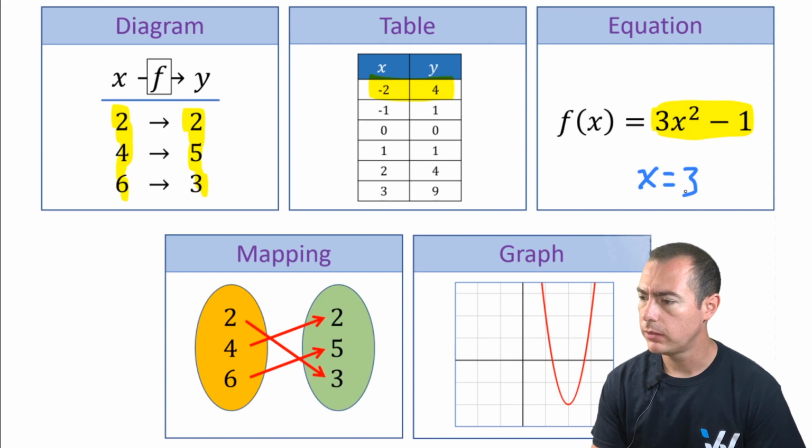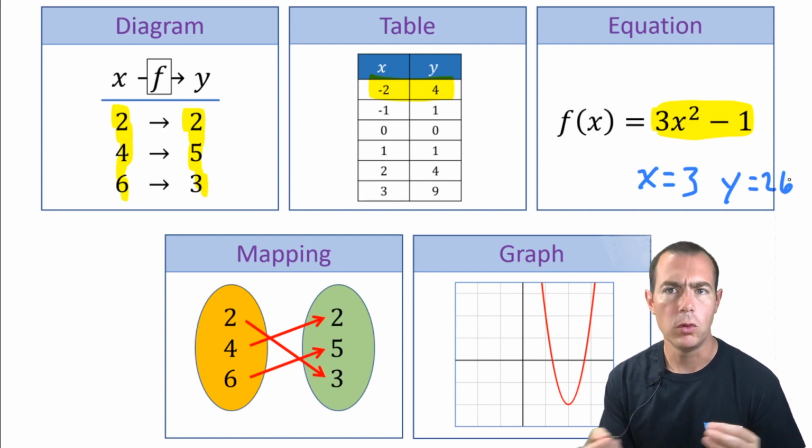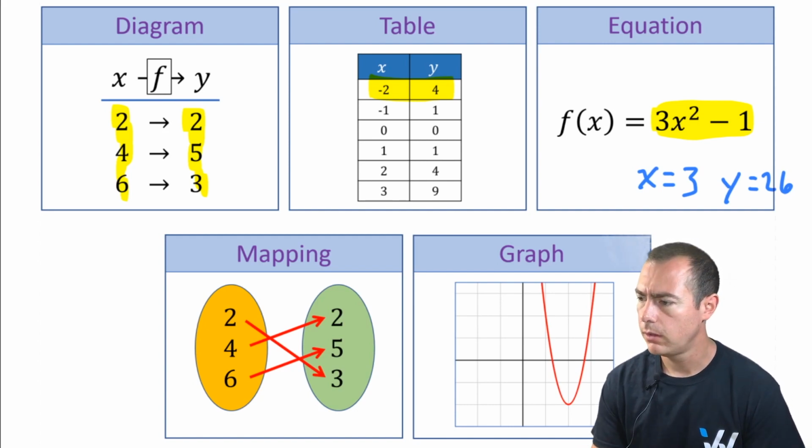So let's see, if I were to take 3 squared, that'd give me 9. 9 times 3 is 27. 27 minus 1 is a 26. So this would give me a y value of 26. So that tells me that 3 is connected to 26. And again, the equation just gives me that rule or those connections. All right, let's move on.